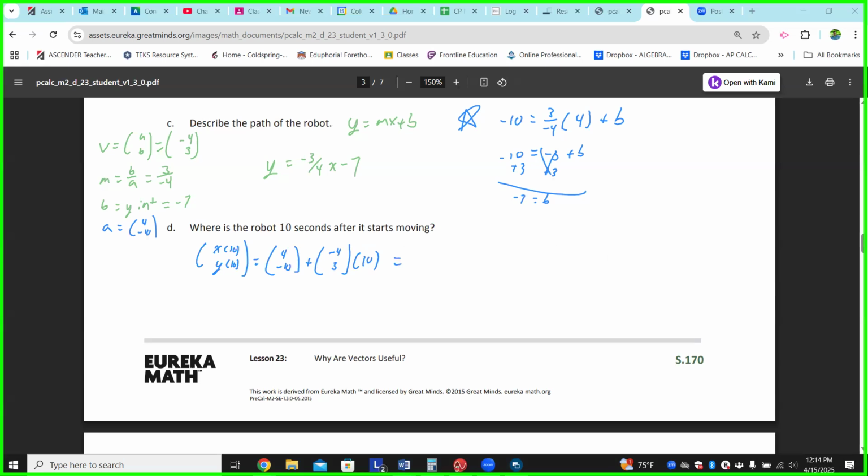4 plus -4 times 10. What's -4 times 10? -40 plus 4. -36. Very good. So multiplication before addition. So I have to multiply this scalar first.